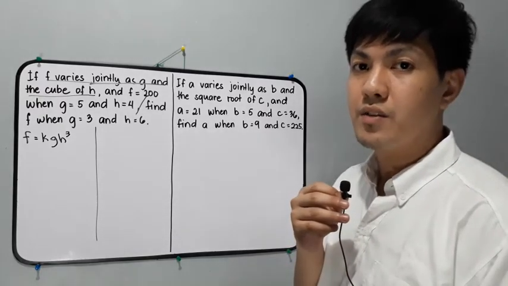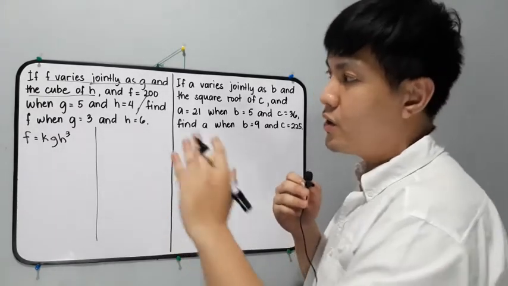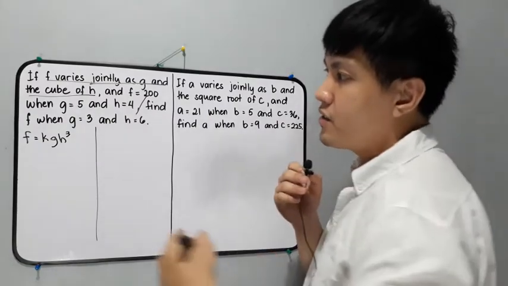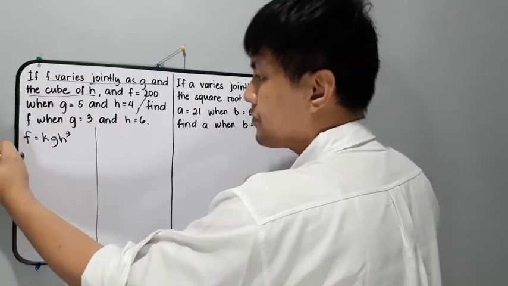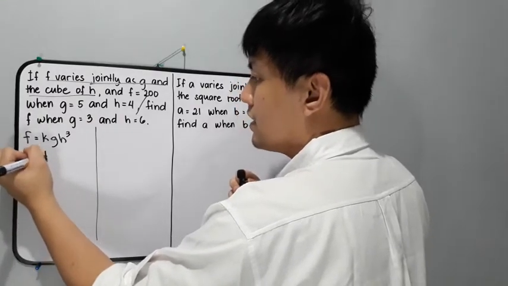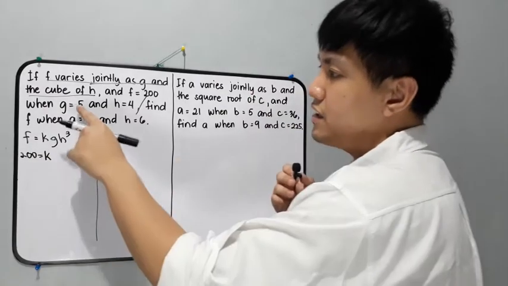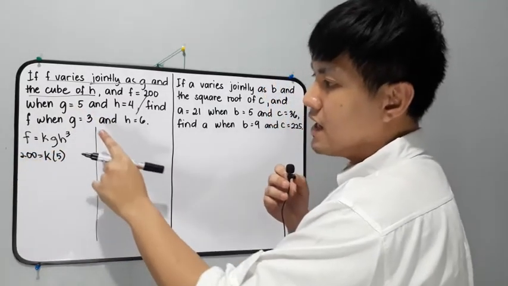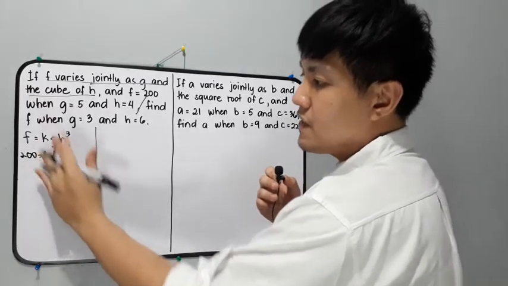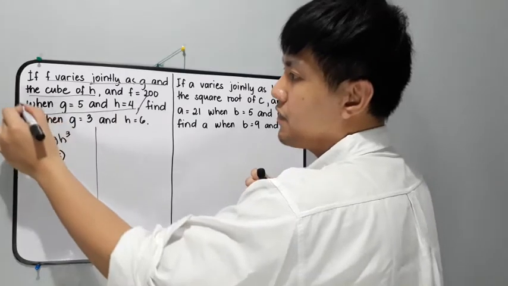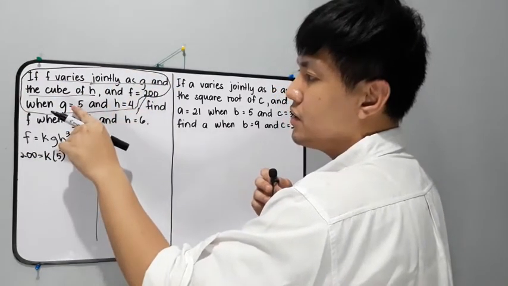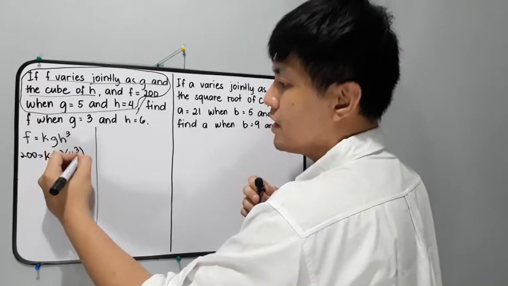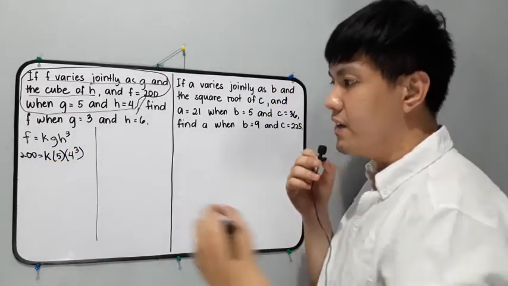To solve for the constant, we're going to use the equation. So we're going to replace the values of the first part of the statement and then solve for the constant. So the value of f is 200. And rewrite k. Next one, g is equal to 5. So again, we have two values of g, 5 and 3. So yung 5 yung ginamit natin kasi ito ay first part ng solving and ito ay nasa first part ng statement. So g is equal to 5. And then h is equal to 4. Then raised to 3. Let's simplify the given.